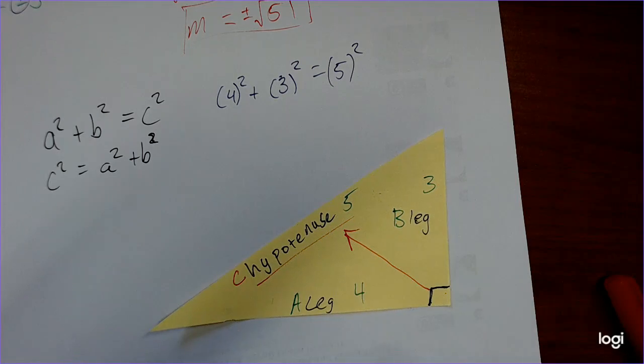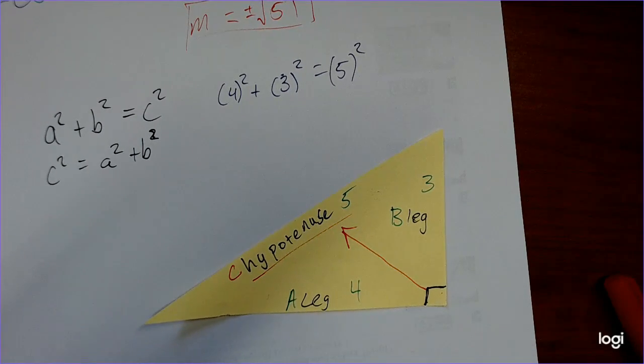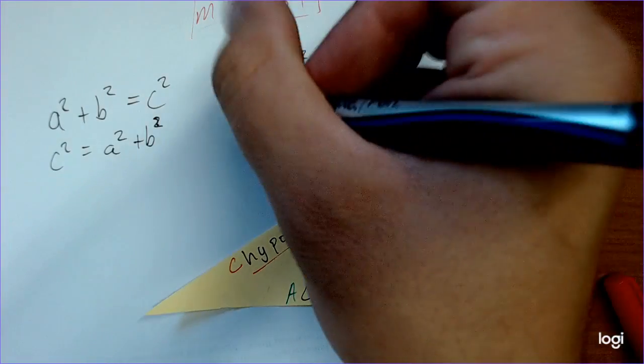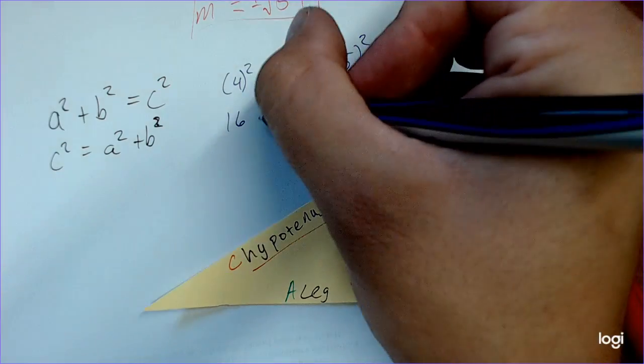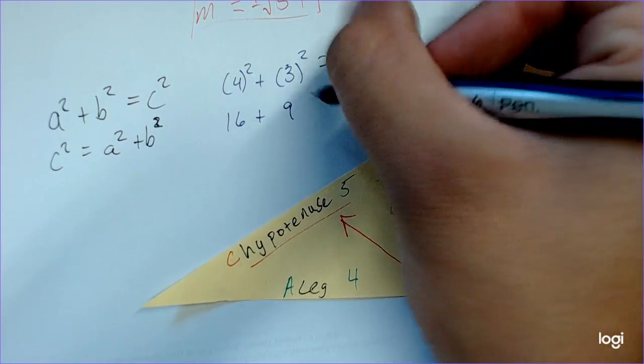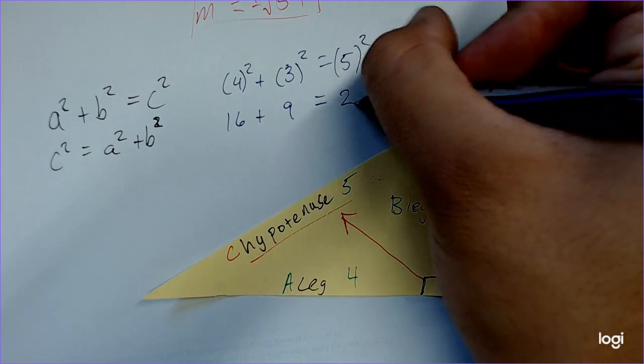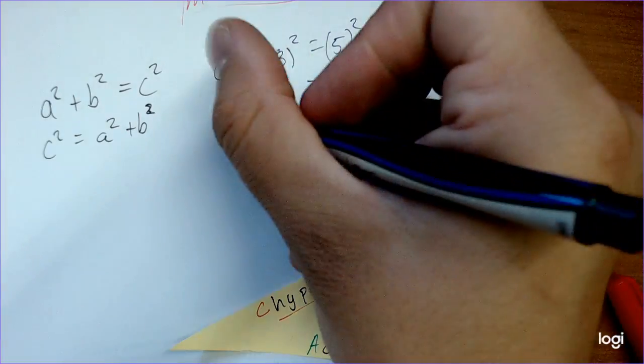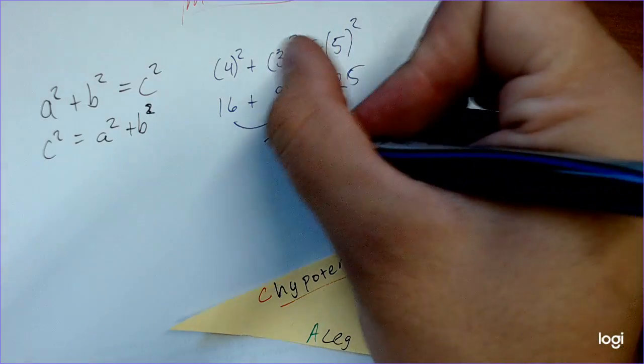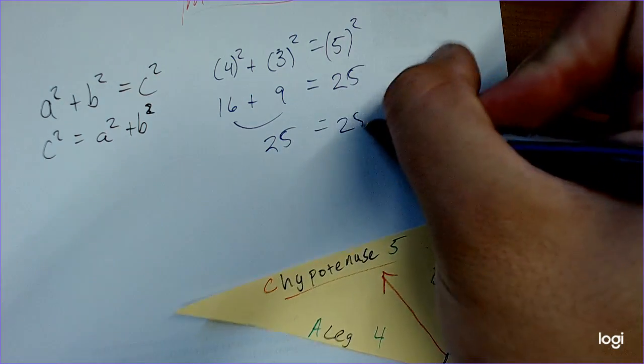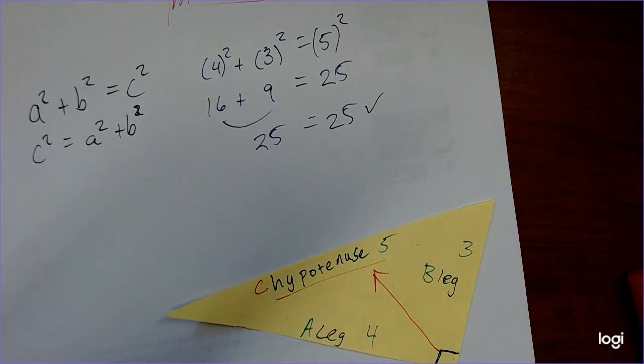It's just like our algebraic expression problems where we have to plug in the right numbers. So now let's solve this. 4 squared. Well, 4 times 4 is 16, plus 3 squared, which is 9, and that should equal 5 squared, which is 25. If I continue and I add 16 plus 9, well, that equals 25. And 25 does equal 25. That checks out. Now, this is true for every single right triangle ever.